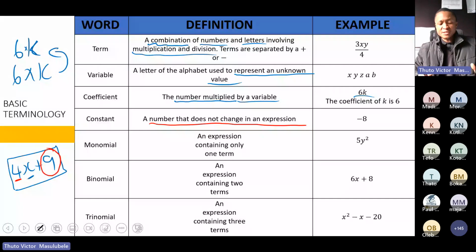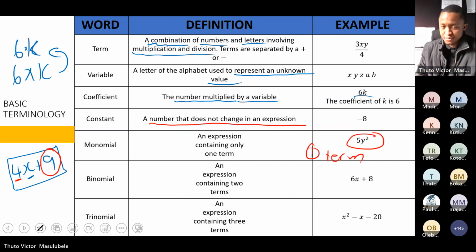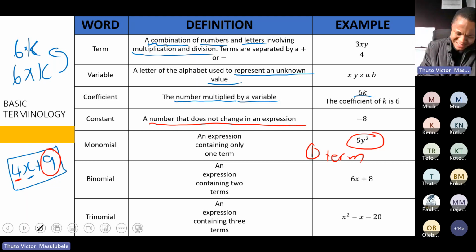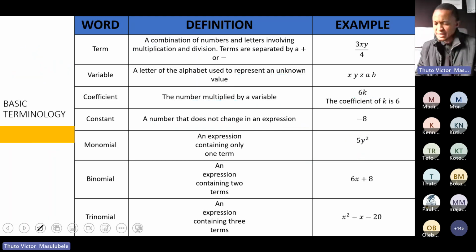Now, getting to the types of expressions that we have: a monomial, grade 8s. A monomial is an expression that contains only one term. So the example I've written down here on the screen has 2 terms, so this does not qualify as a monomial. In other words, 5y squared will qualify as a monomial because you only have 1 term. So it's quite important that you understand what we refer to as a monomial.